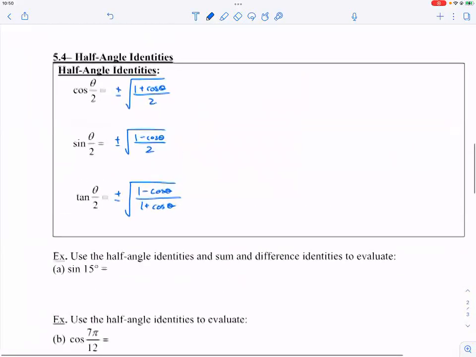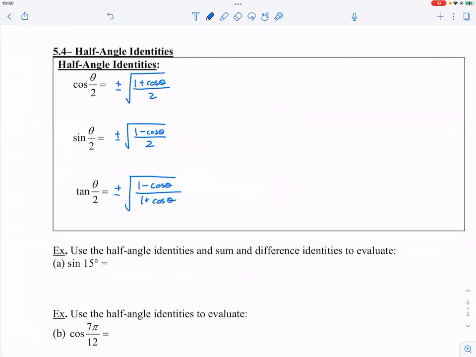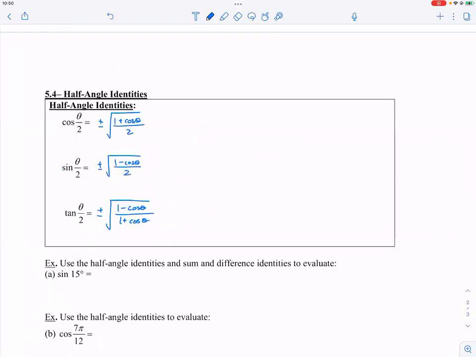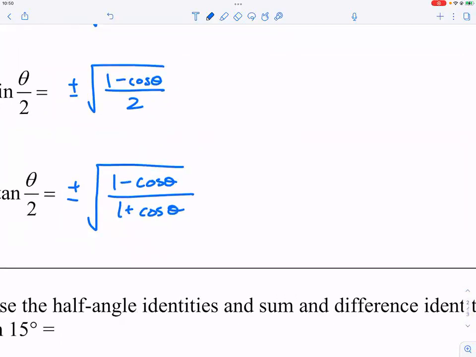Okay. So what we're trying to do now, if you look at the handout that I put on Schoology, there are actually other versions of tangent. Let me see if you are responsible for the other ones. Yeah, actually you do. Let me go ahead and write this down too. So for tangent theta over 2, there are 2 other versions, and they are 1 minus cosine theta over sine theta.